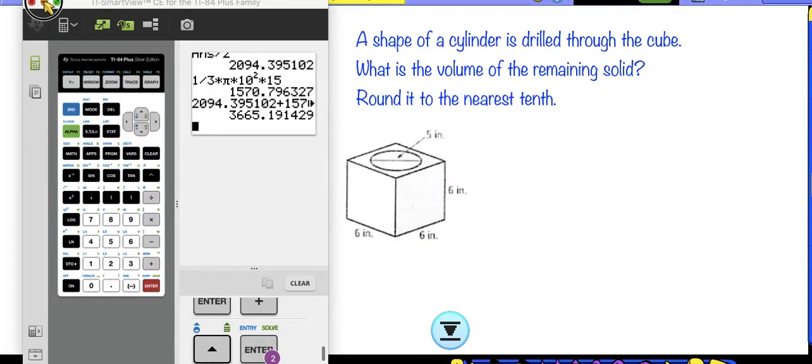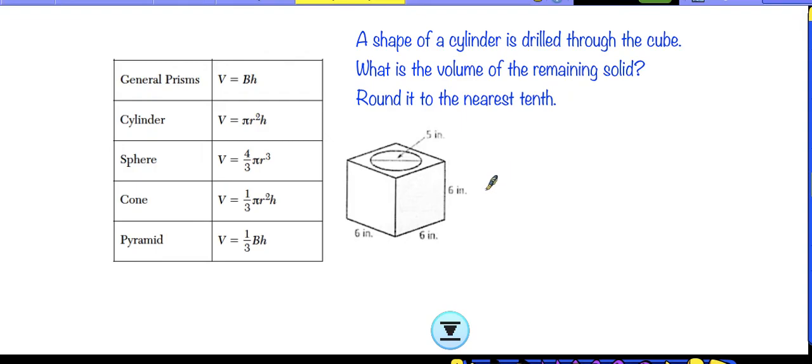So this example here, we need to read it carefully. A shape of a cylinder is drilled through the cube, as we can see here. So the inside part, since we drill through, as you can see, this is going to be the hollow. This is going to be empty inside here. So what is the volume of the remaining? Check the keywords here, remaining. Meaning what's the rest? And then round the answer.